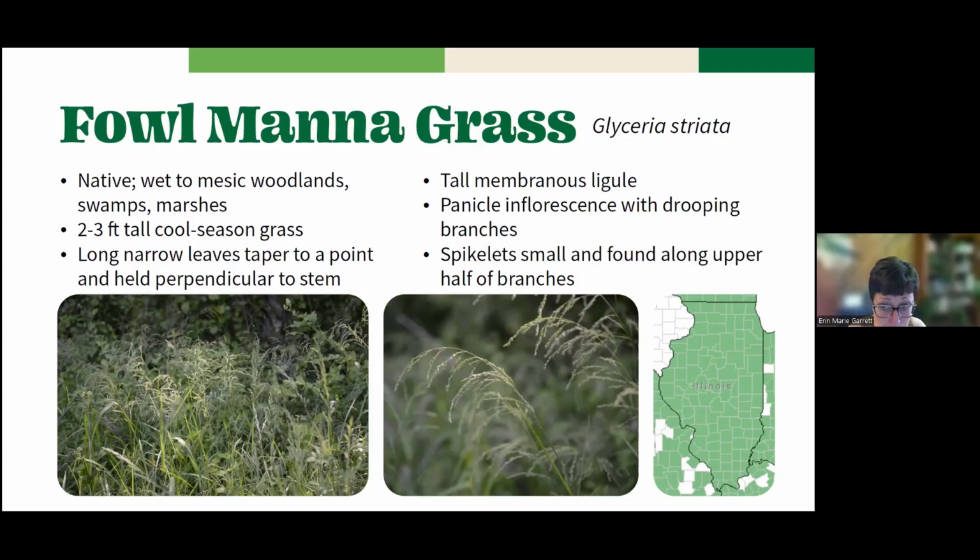It's going to have a tall membranous ligule, and then the most gorgeous part are these drooping panicle inflorescences, and all of these really tiny spikelets that are packed onto the branches, but typically again found on the upper half of the branches. So let's take a closer look.